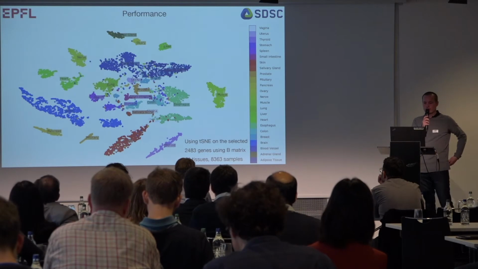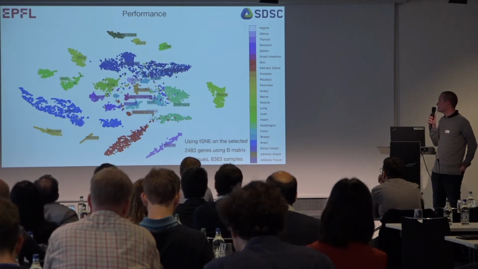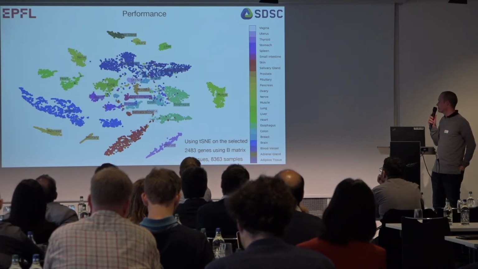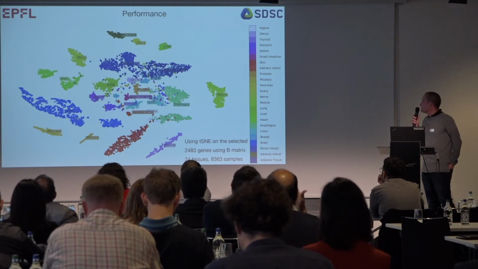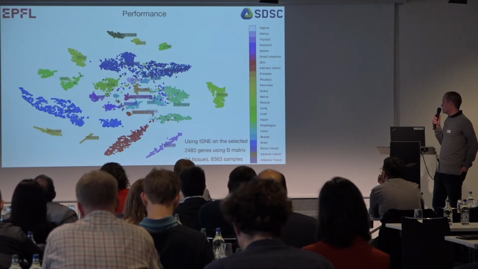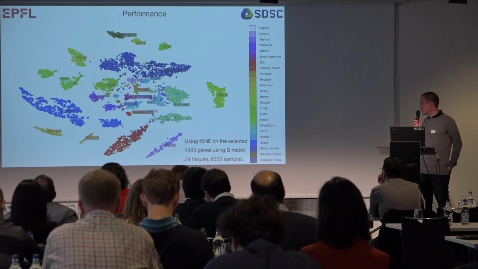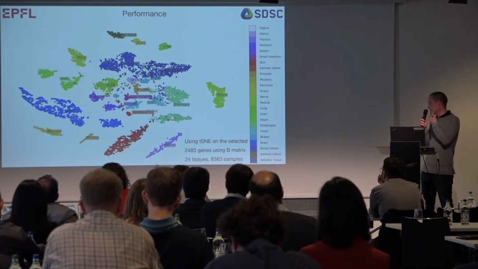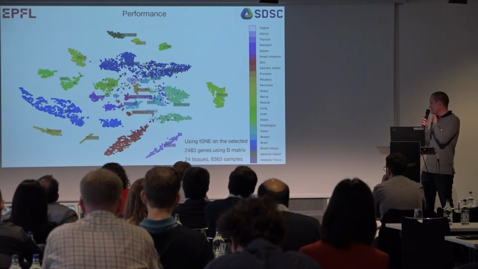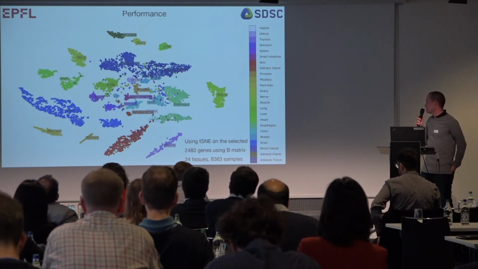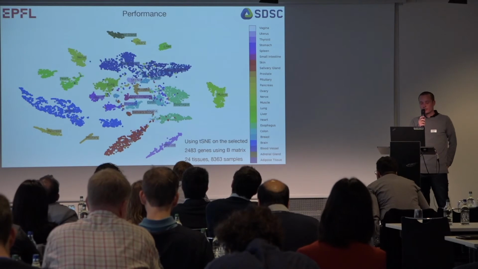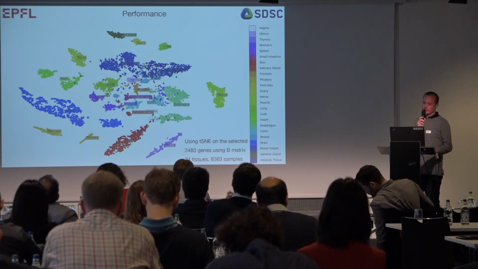Okay, so now that we looked at the 3 different tools that we are using, I can show you some of the performance of the method. In this case, Luis used the tissues where we had more samples. So he removed some of the tissues where we had fewer samples. That's why we have 8,000 samples. And he used just the genes without the transposable elements here.